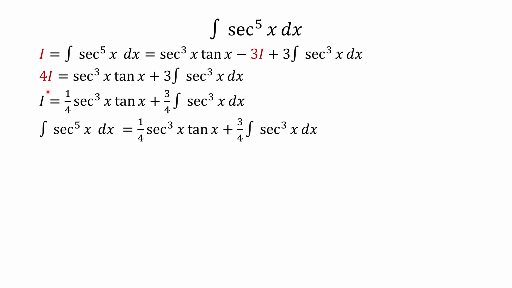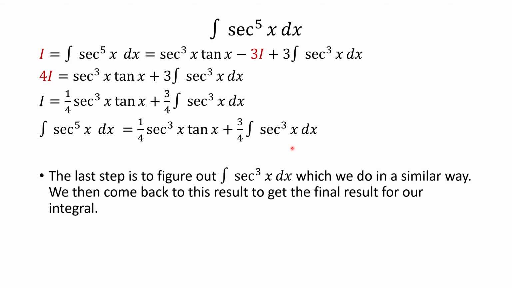So just substituting this back into I, we see this is what we're looking for, and we see it's equal to this term plus 3/4 of the integral of secant cubed. So now, of course, we have to figure out the integral of secant cubed. So we're going to do that separately and then come back and put that result into this equation to get the final result for our integral. So we'll treat this as a completely new integral, the integral of secant cubed. And we'll treat it in the exact same way we treated secant to the 5th.